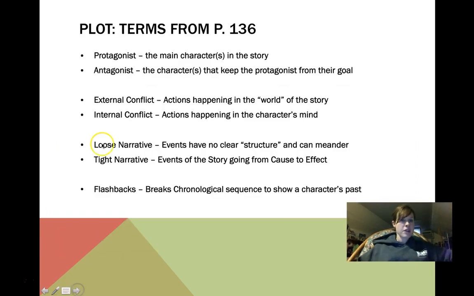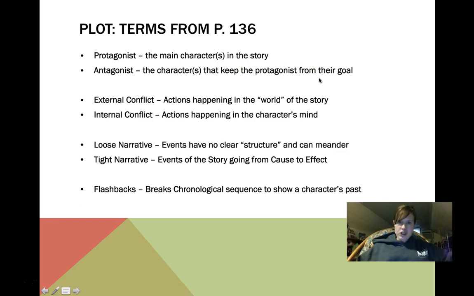Our other terms with plot are from page 136. These are the two terms that I was talking about earlier, protagonist and antagonist. The protagonist is always the main character of the story, and the antagonist is always the character that keeps the protagonist from their goal.